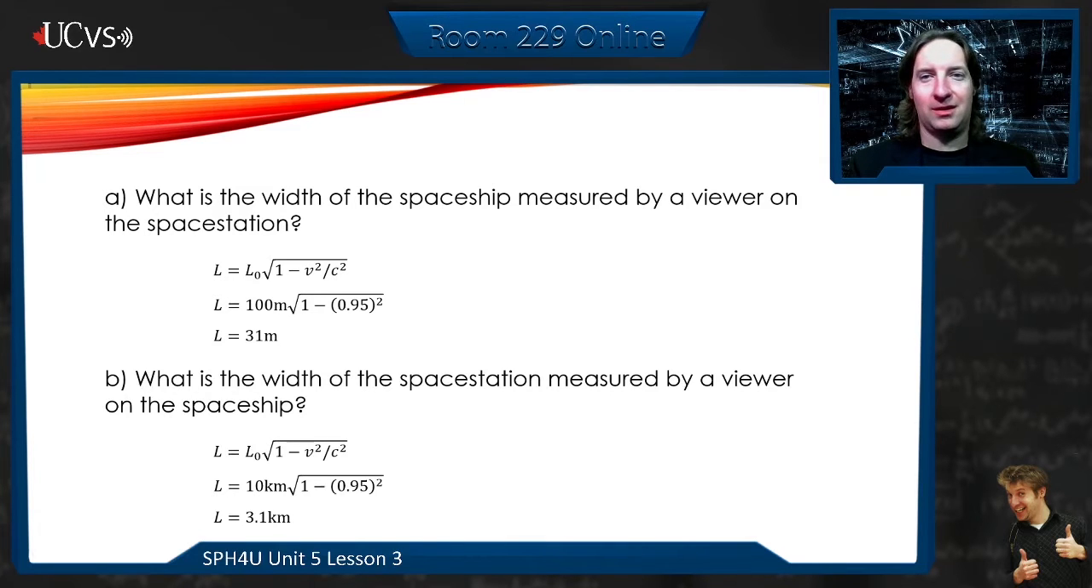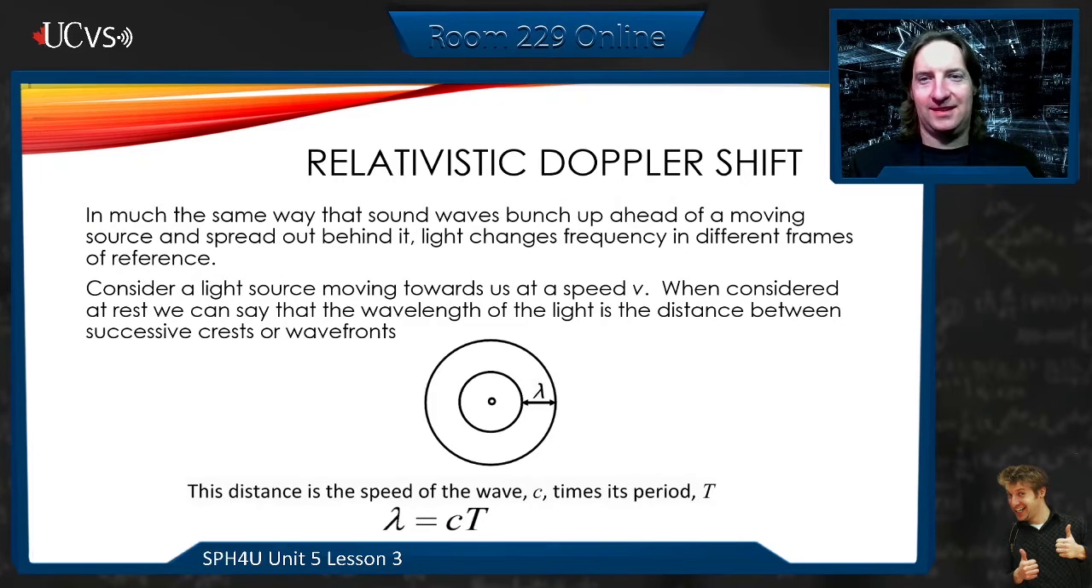Even though from the viewpoint of the space station, they're going to see no change, they will see a smaller spaceship go by, but from the spaceship, you'll see a smaller space station go in the opposite direction. And this has to happen for the speed of light to be constant in both frames of reference. Mind-boggling stuff. All right, let's go even farther.